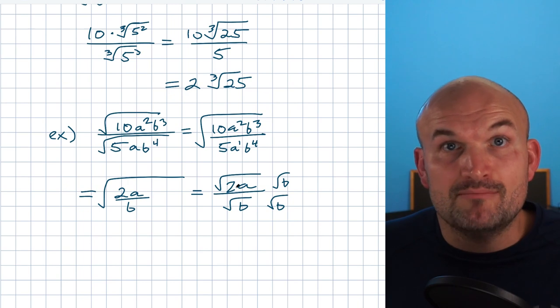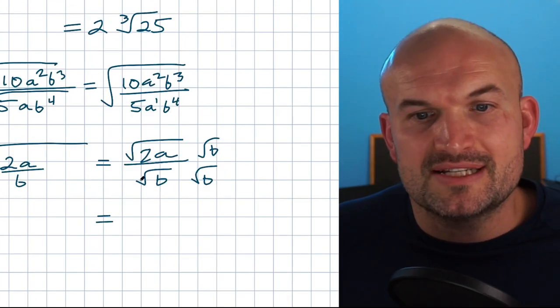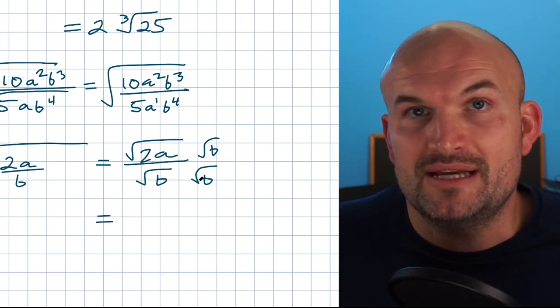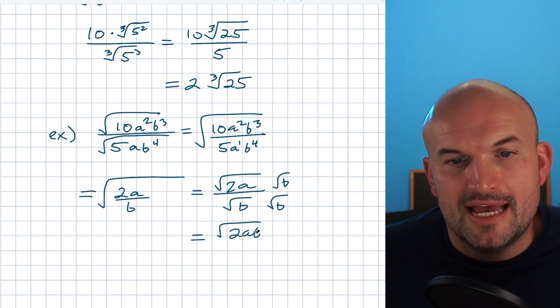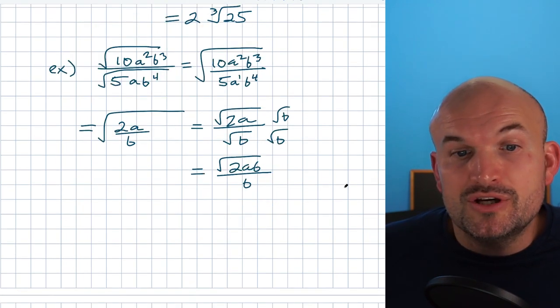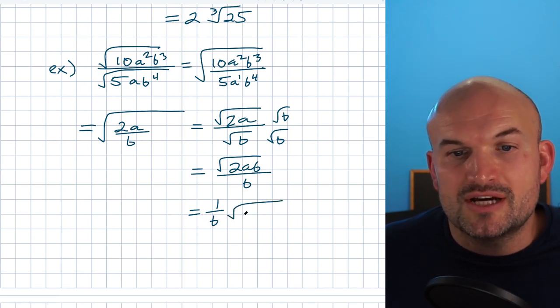Now again, since I'm multiplying radicands with the same index, that can go on the inside or multiply it to it. And then this is going to leave me a b, square root of b times square root of b is going to be square root of b squared, which is just a b. So I can rewrite this as the square root of 2ab all over b, which you could also, if you wanted to, write it in front, like 1 over b times the square root of 2ab.